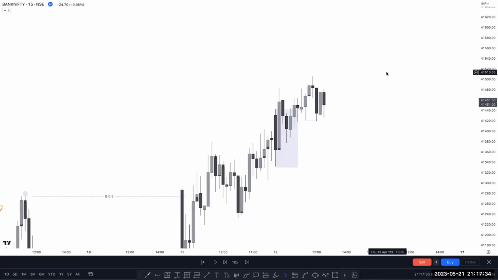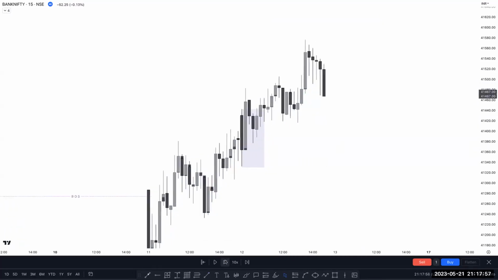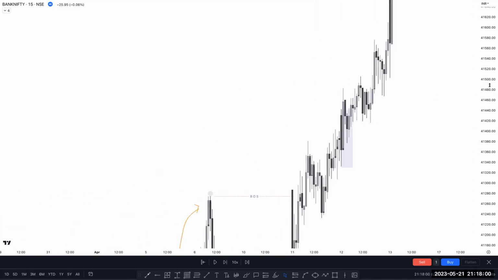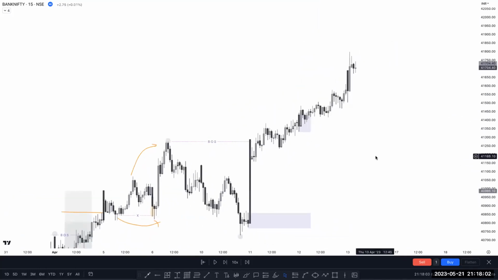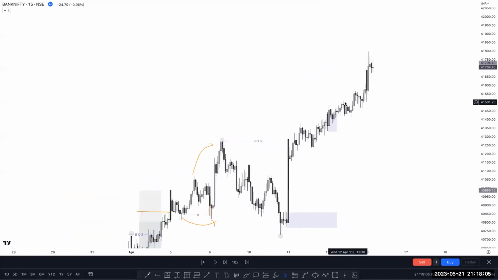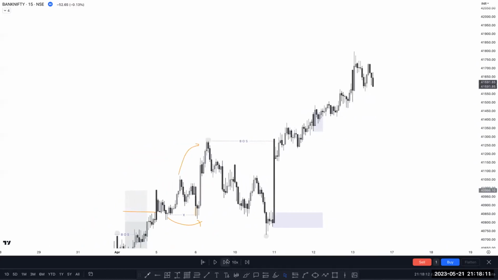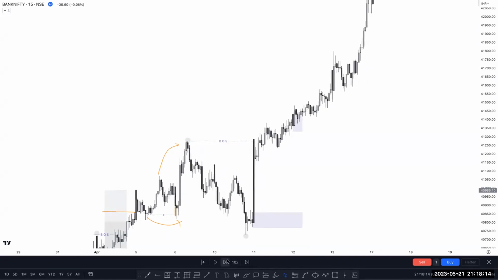This is a pullback. And then mark this high. No, this is not, because this is an internal move between this candle high and low. So you have to wait for it. This one is also not valid here. Okay. And you have to buy here after taking out the inducement only.